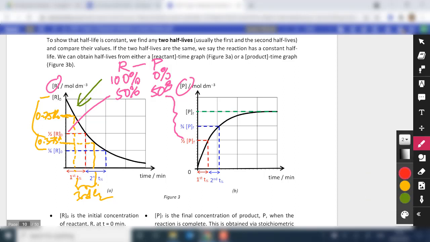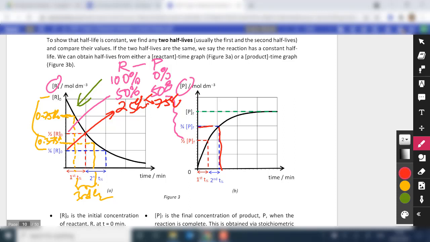The second half-life: in this case, when I halve it again from 50% to 25%, I do not halve my 50%. In fact, you should look at it as what is the additional percentage of product formed. So if you add 25% to 50%, that gives you 75%. That's why they do it at 75%. So this is how you find half-life for a product-time graph.